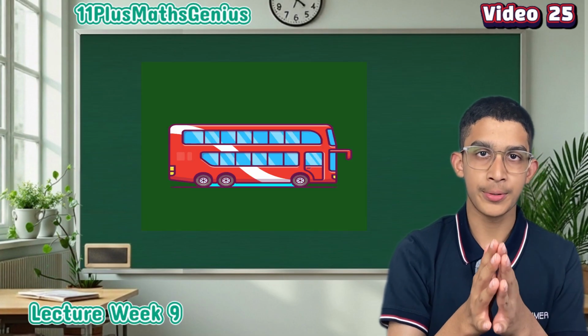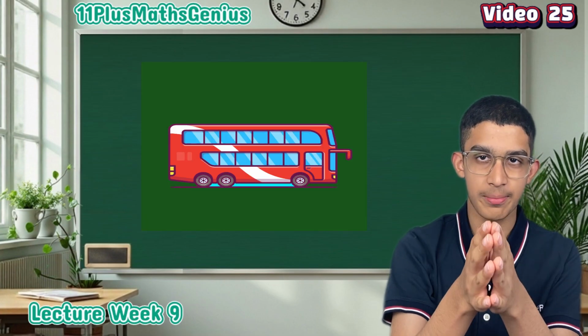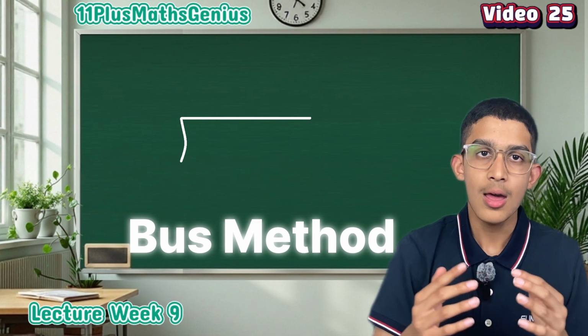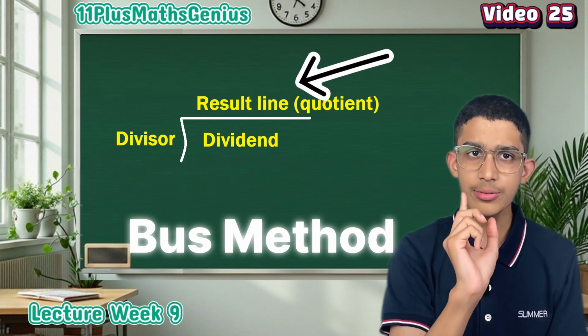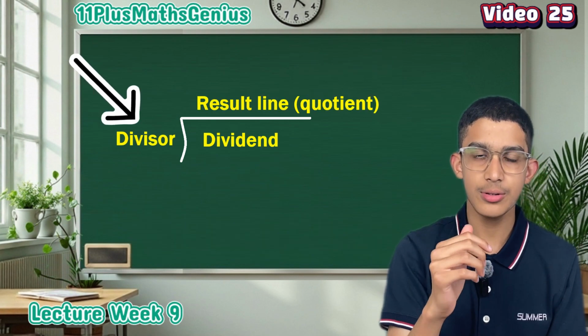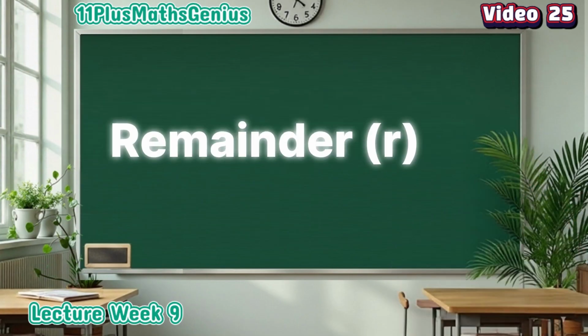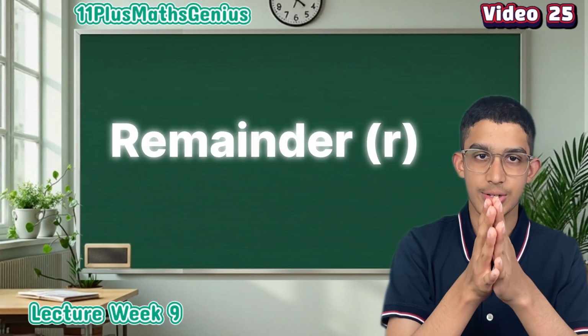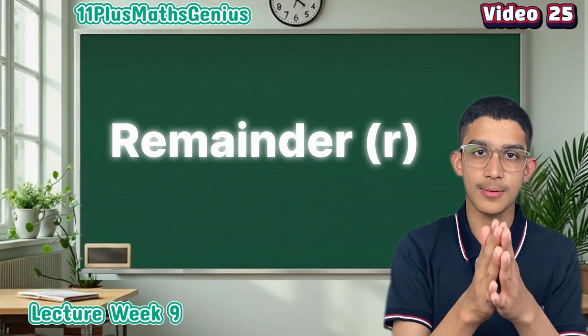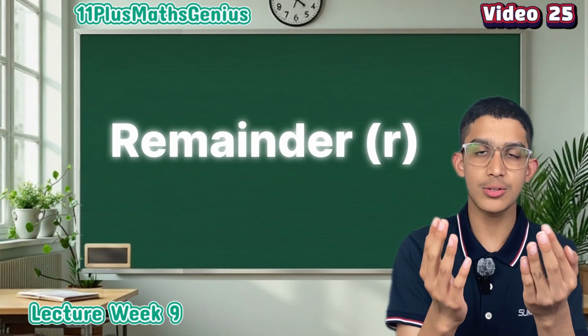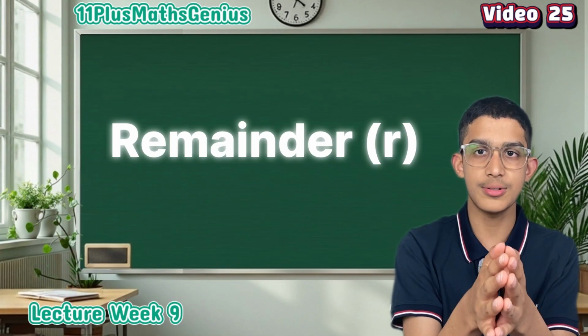Another way of solving division is the bus method. We put the result on top and the divider, or the divisor, on the left. Remainders: after division, if anything is left out, it is called a remainder.